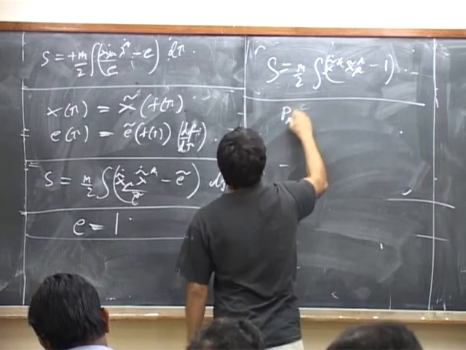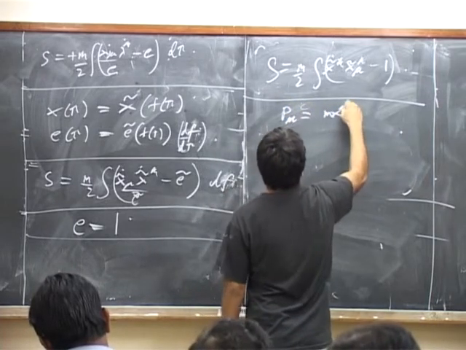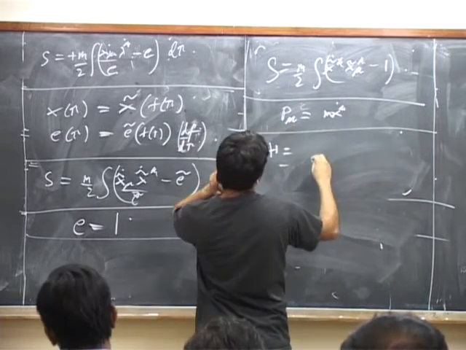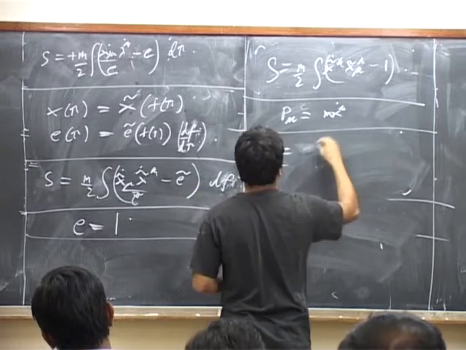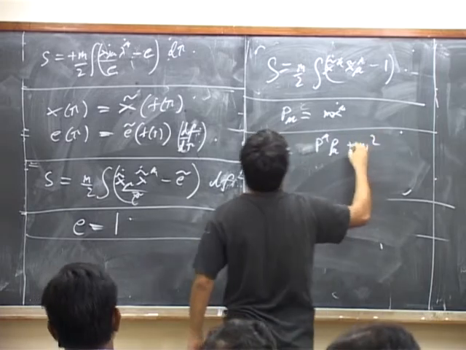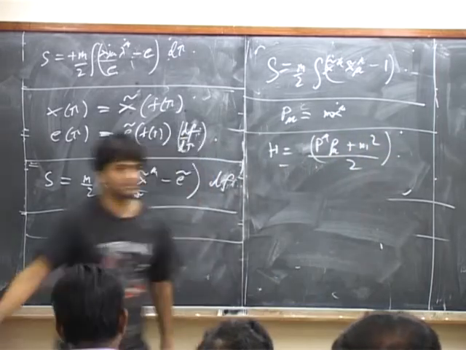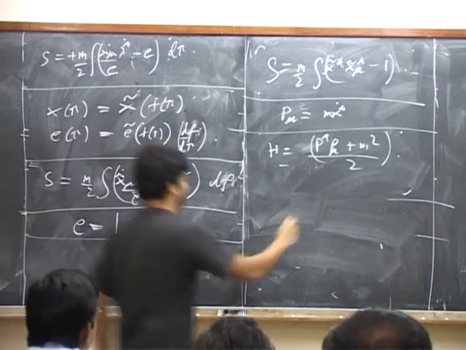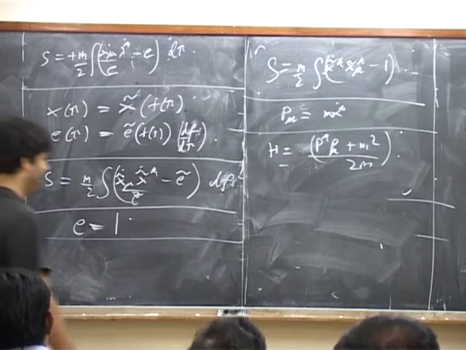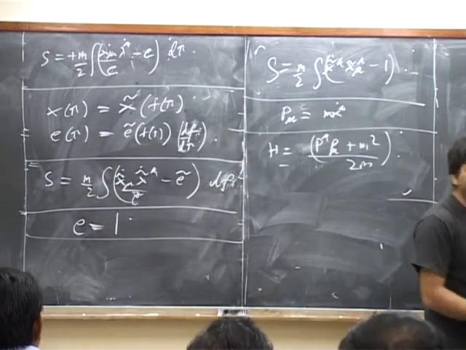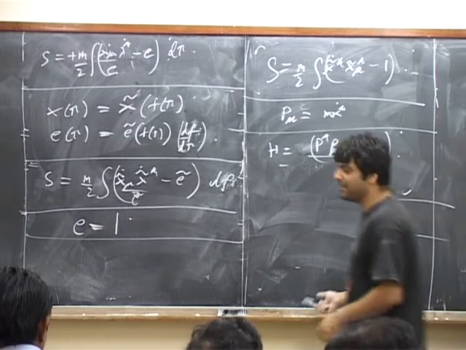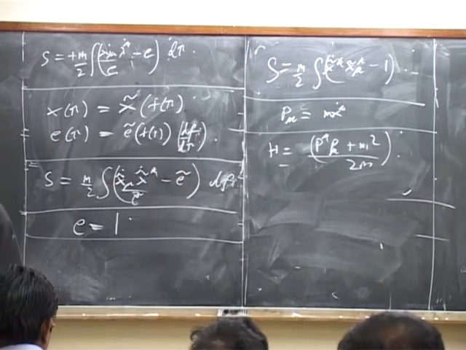What we get is that p mu is equal to m x mu dot, and that h is equal to p mu p mu plus m squared, divided by 2m. Now, this is the first time that we've done something. You see, this fixing gauge is a slightly fishy thing to do, as we'll discuss in a moment. We've done something fishy and we ended up with a fishy answer.